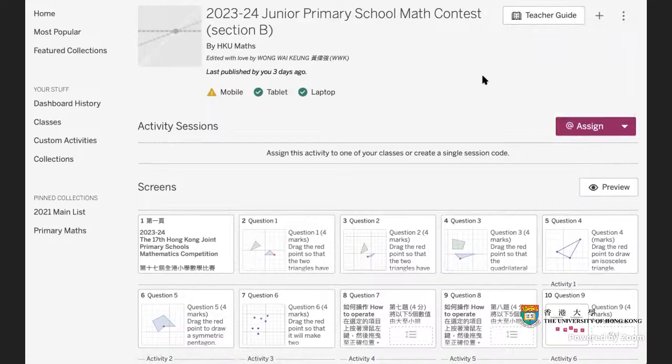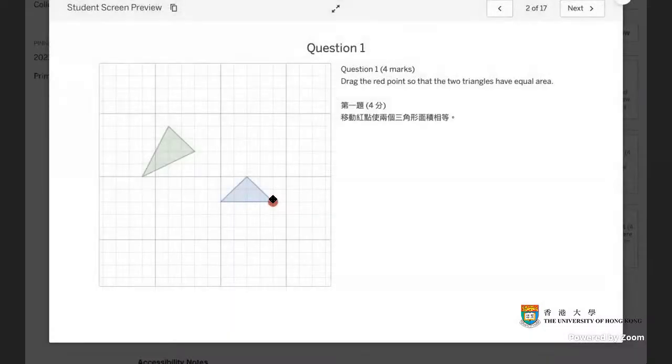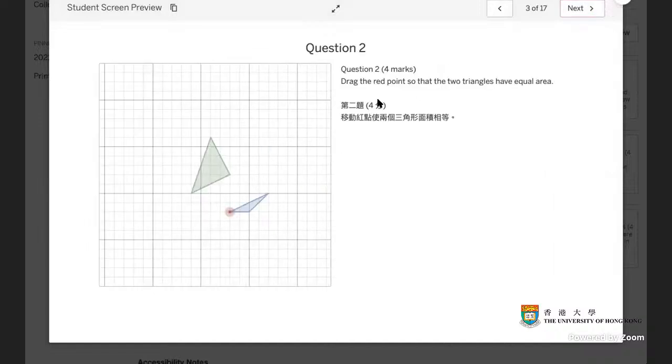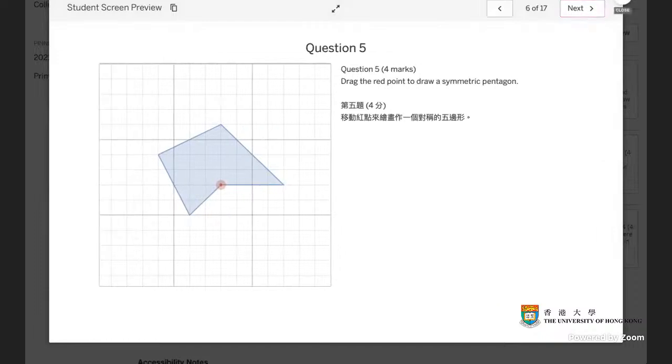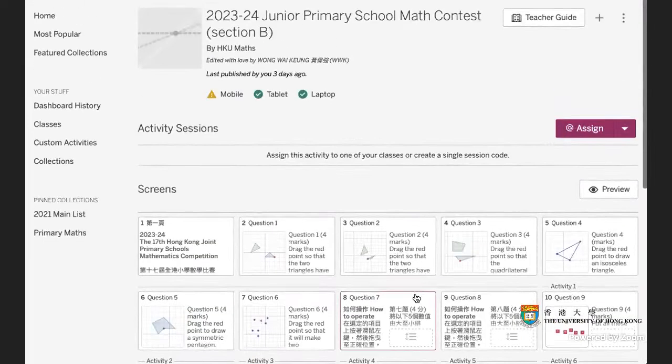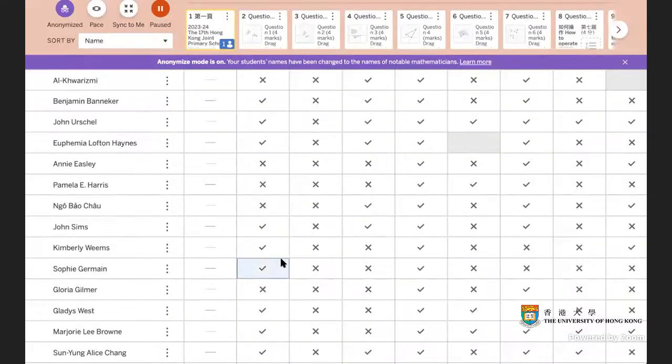And here are the questions, starting from question 1. You can try it in Desmos and it's a preview. Here are a number of different questions that you can find on this website. And apart from the questions here, we have also gathered some responses from students during the contest.